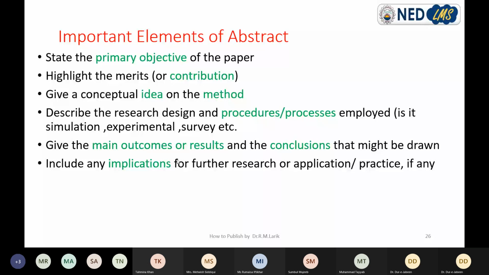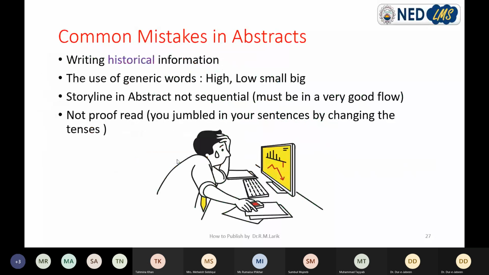Okay, these are some common mistakes which people make in abstracts. For example, they start with historical information, right? They use generic words like high, low, small, big. These are all ridiculous, this is nonsense, right? For example, you say, I have increased the efficiency of the transformer, I have decreased the losses.